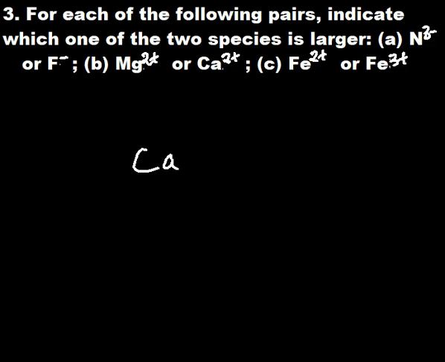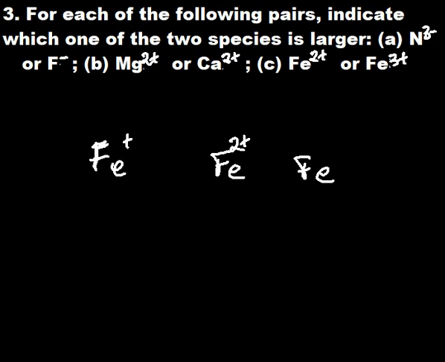Let me go on to, let's say, iron. Iron is said to have 3 electrons in its outermost shell. Now let's consider iron 2 plus and iron 3 plus.